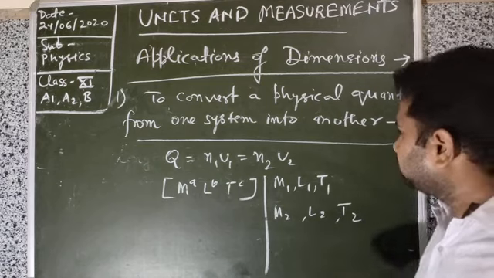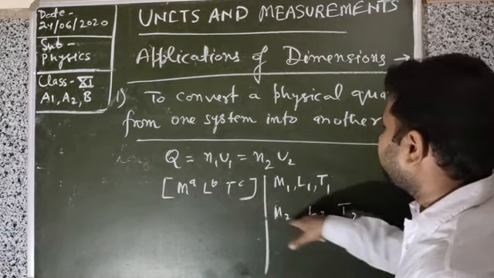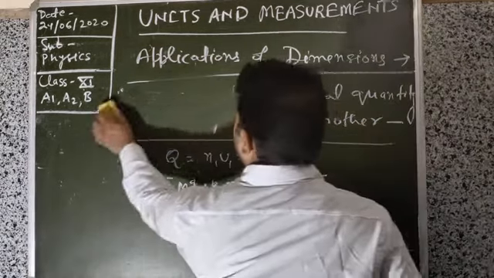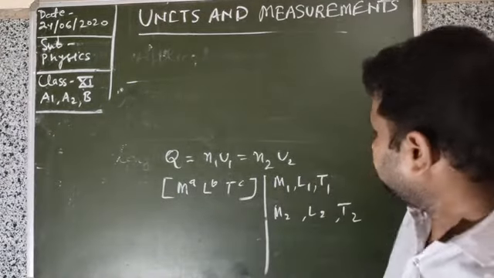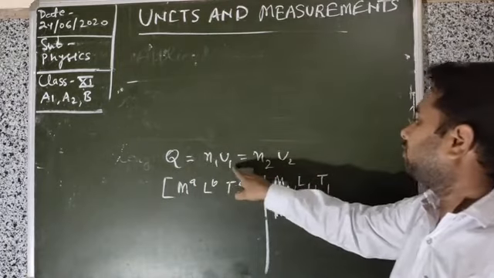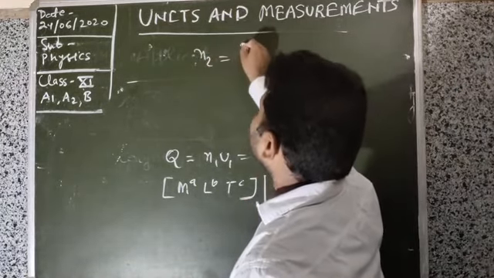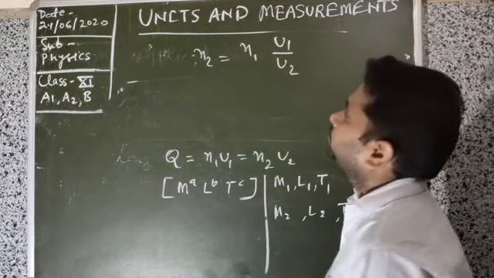So using this information in the given relation, since Q equals N1 U1 equals N2 U2, you can write here N2 equals N1 U1 upon U2.